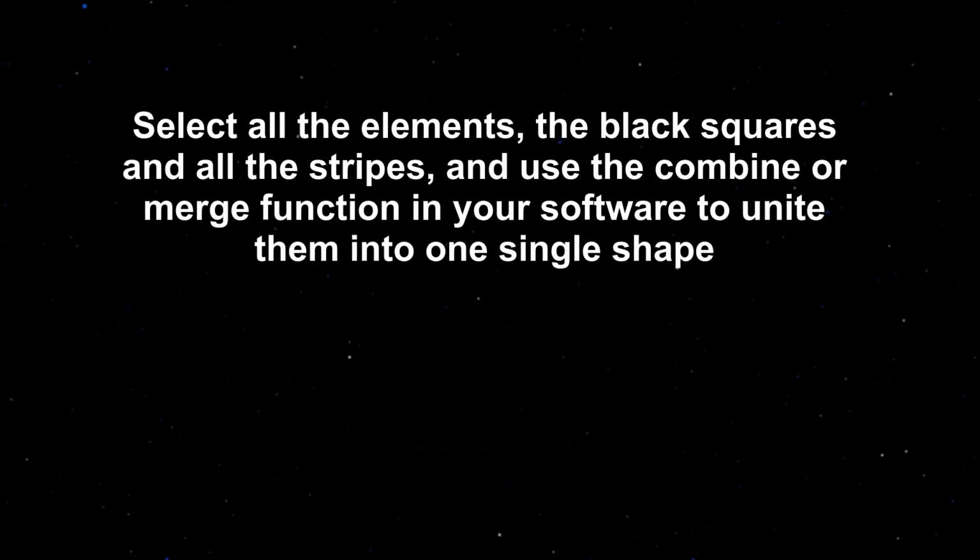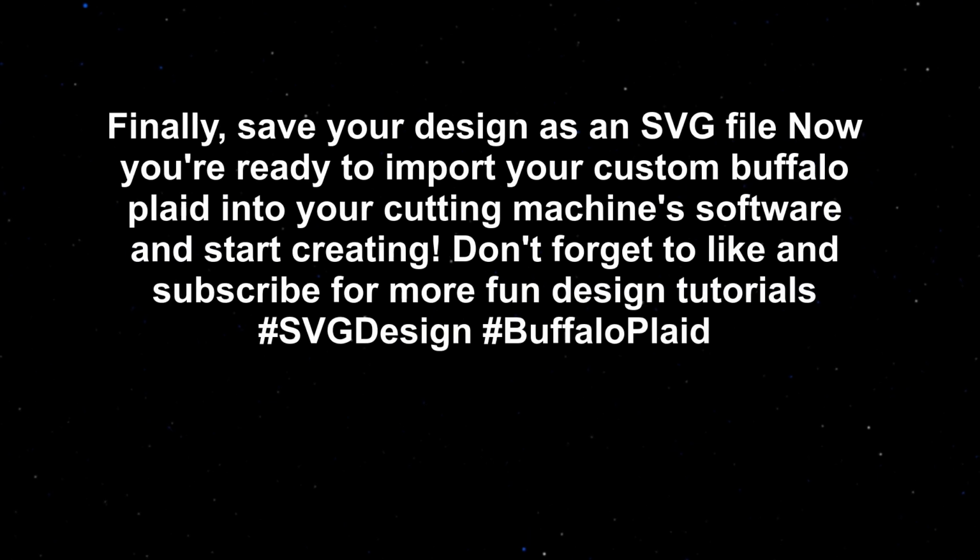Select all the elements, the black squares and all the stripes, and use the combine or merge function in your software to unite them into one single shape. Finally, save your design as an SVG file. Now you're ready to import your custom buffalo plaid into your cutting machine software and start creating.